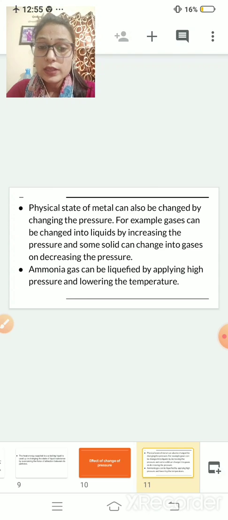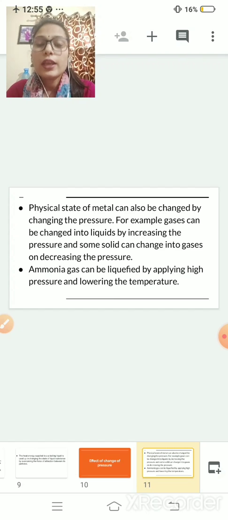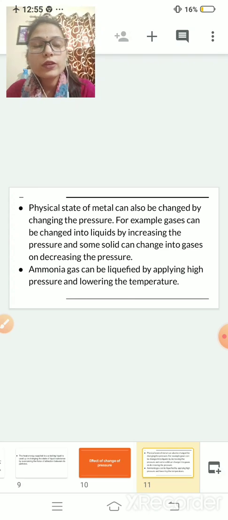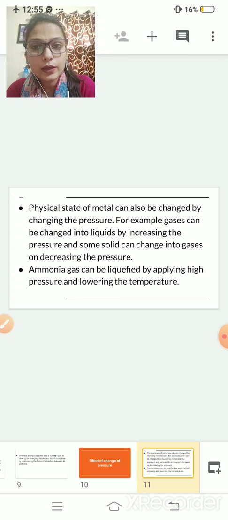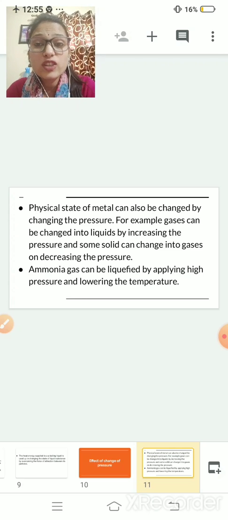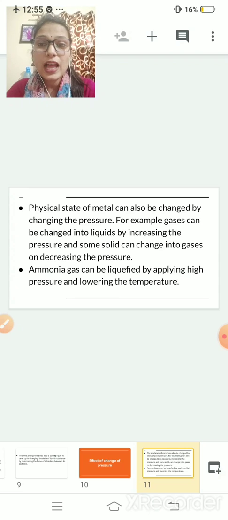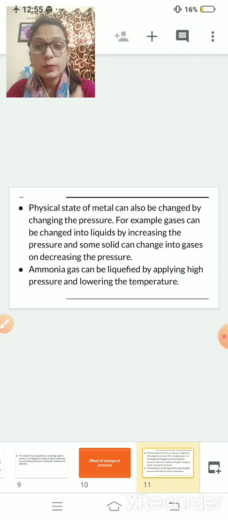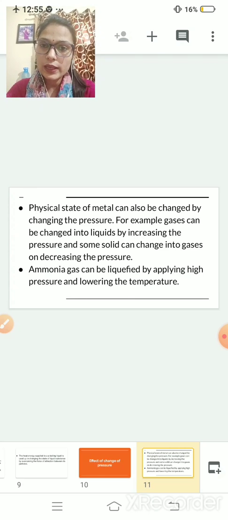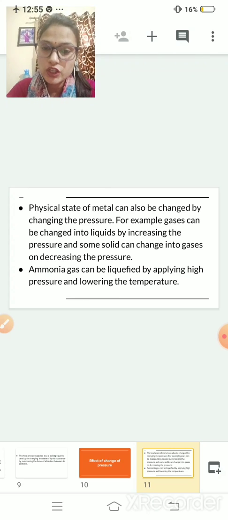Now another, some solids can change into gas on decrease in pressure. If you decrease the pressure, what will happen? If you increase the pressure, the particles come close to each other, and if you decrease the pressure, what will happen? The force of attraction between the particles becomes weak, and they can move here and there. Like this you can convert solid into gas by decrease in pressure.